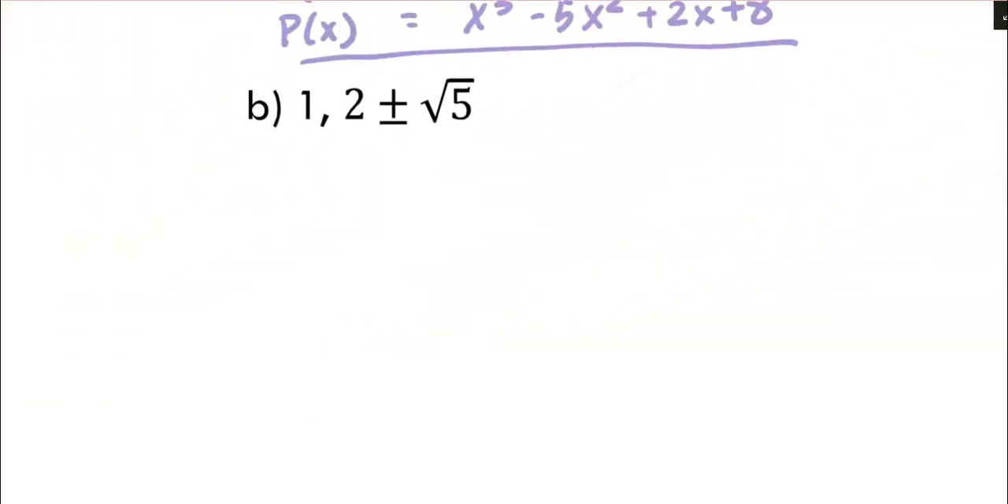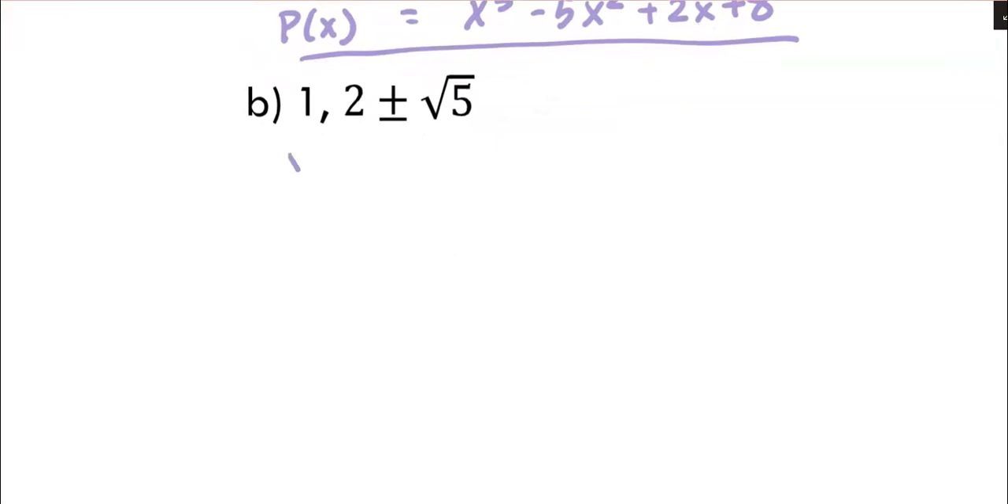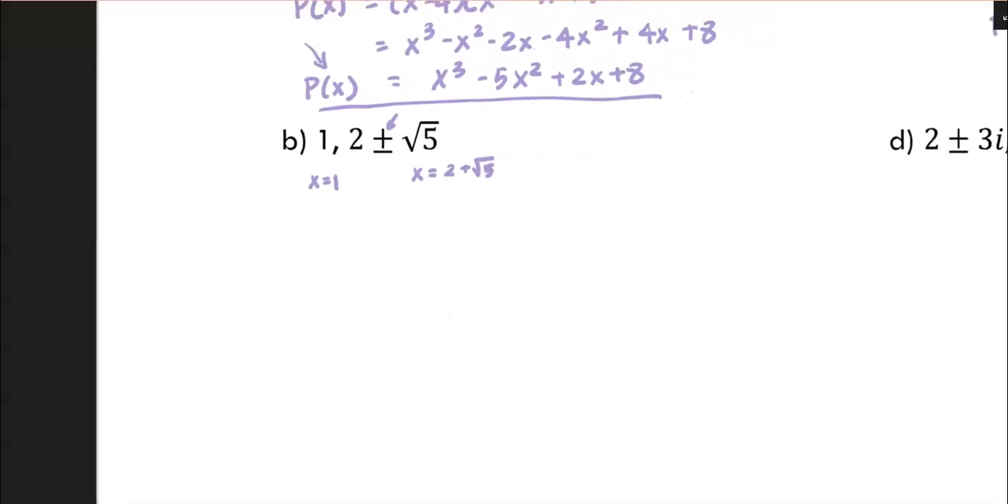Next, we have x equals 1, x equals 2 plus the square root of 5, and x equals 2 minus the square root of 5.